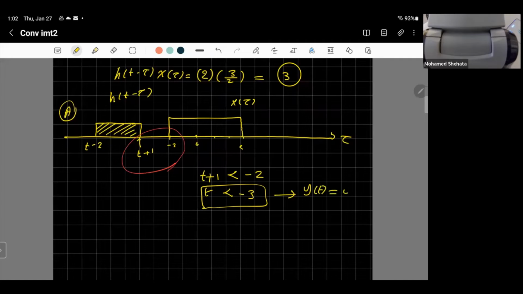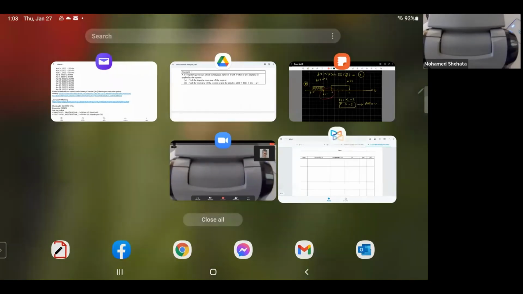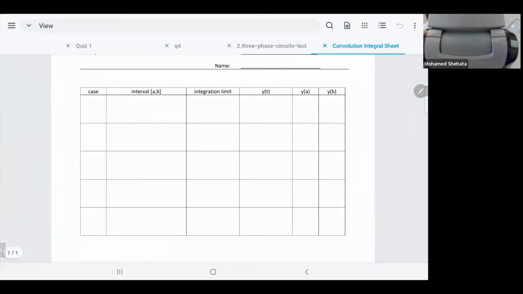And in this case, y(t) is equal to 0, right? So you go to the table. I'll come back again to the same screen, but I want to show you how you use this table. You go for case A, you write case A, and I know case A is no overlap. The interval, we said, is t less than -3.